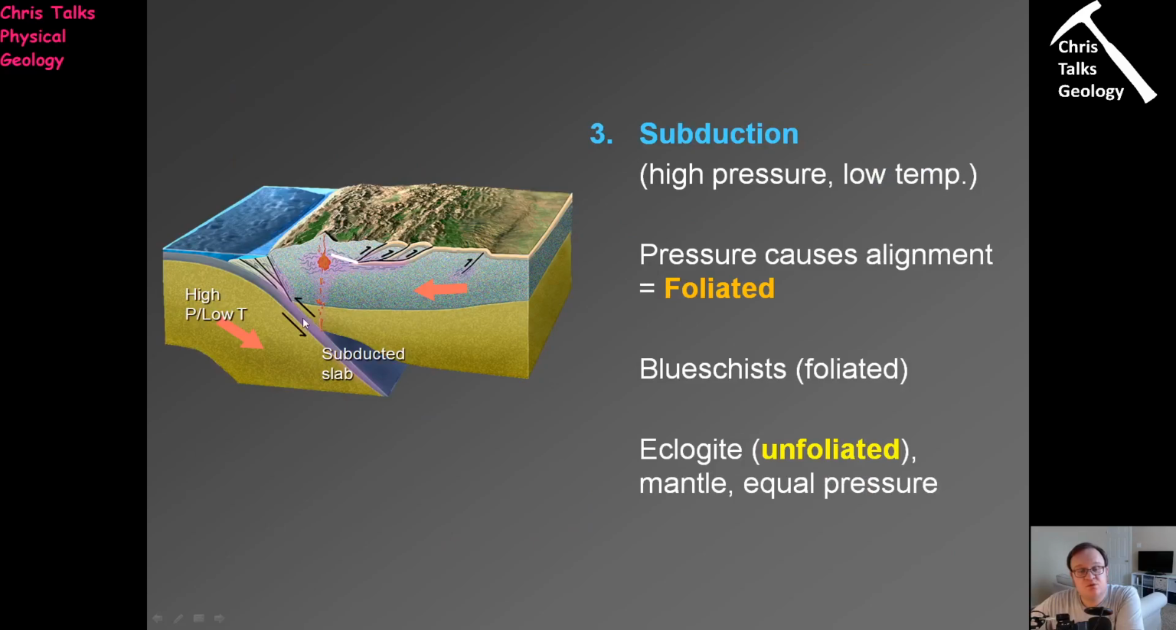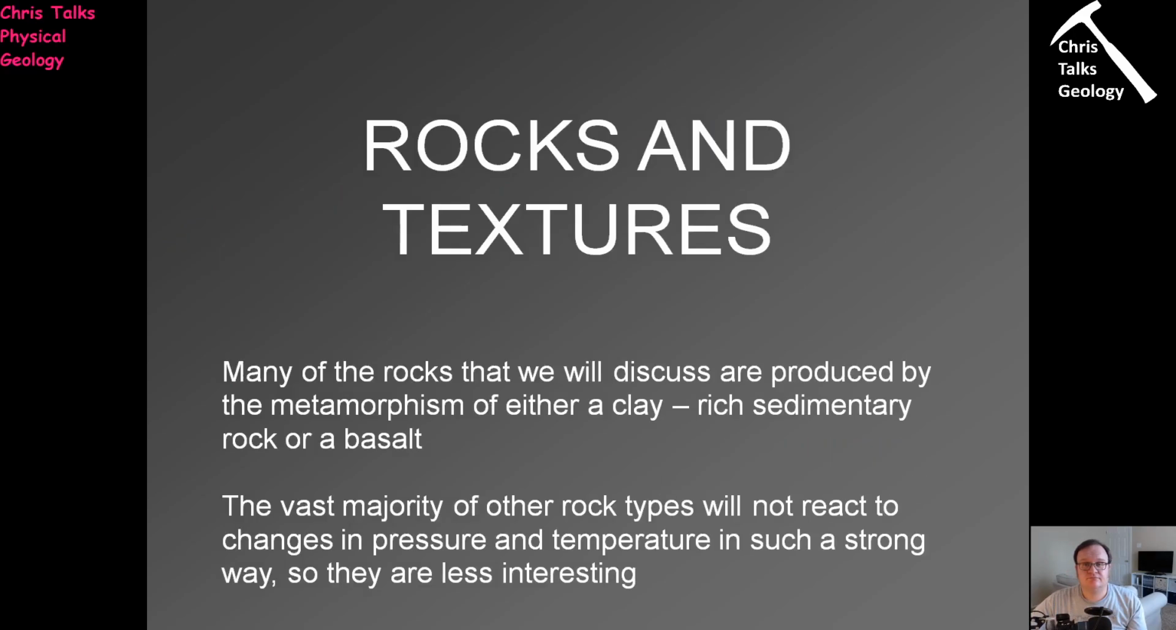Subduction metamorphism, well, once again, we have that pressure that's going to force minerals to align. So we are going to end up with foliated rocks up in this portion. Okay. However, once your rock gets down here, well, you're down in the mantle and the pressure is relatively equal from all directions. So your rocks are not going to be foliated once they're down in the mantle.